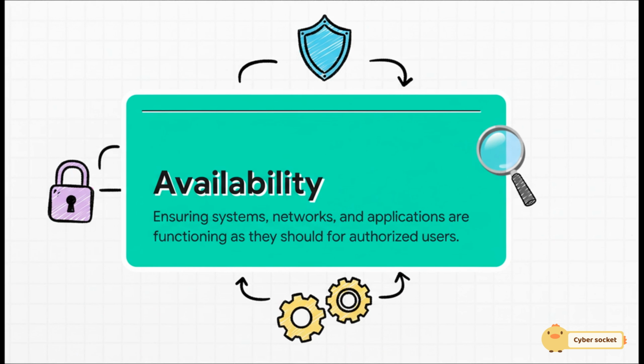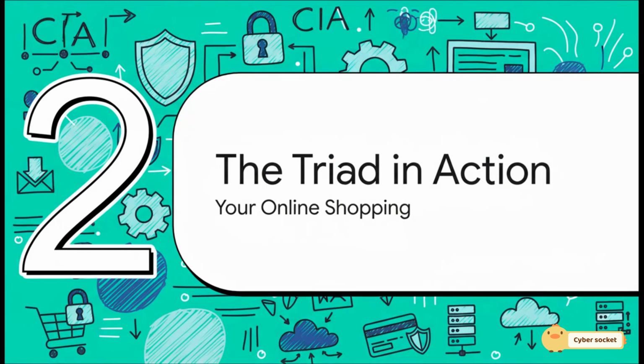And rounding out our triad is availability. Now, this one sounds pretty simple, but it is absolutely vital. It just means that the systems and data you're supposed to have access to are actually there and working whenever you need them. I mean, what's the point of having perfectly secure, accurate data if you can't even get to it, right?